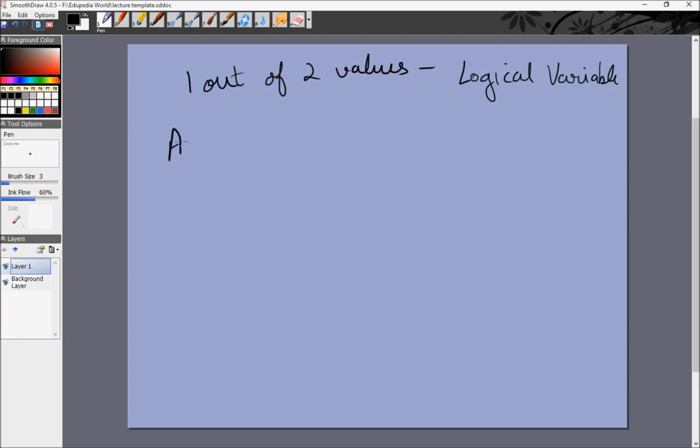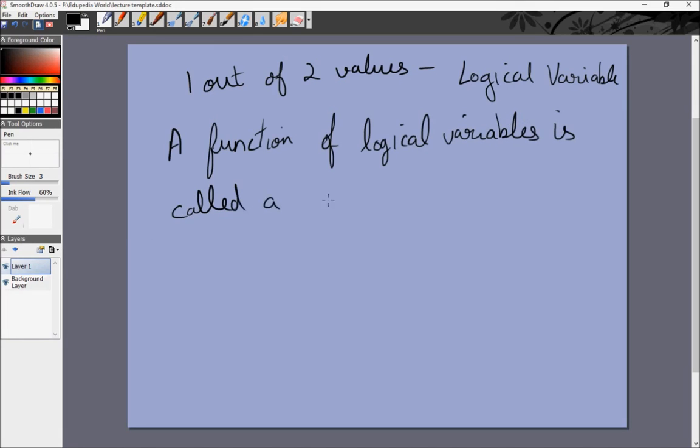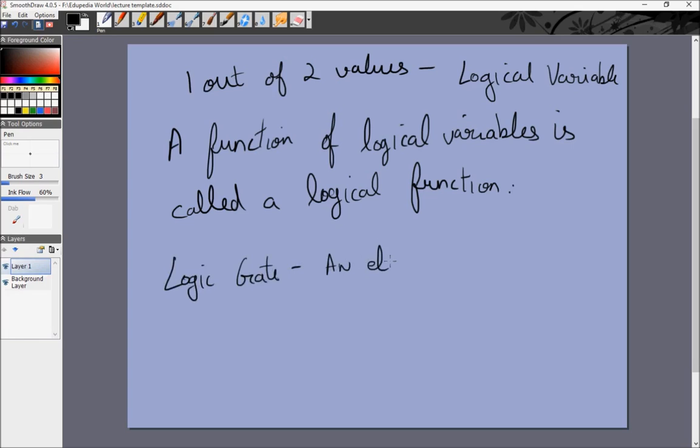A function of logical variables is called a logical function. And a logic gate is an electronic circuit which evaluates a particular function. An electronic circuit which can evaluate a logical function.